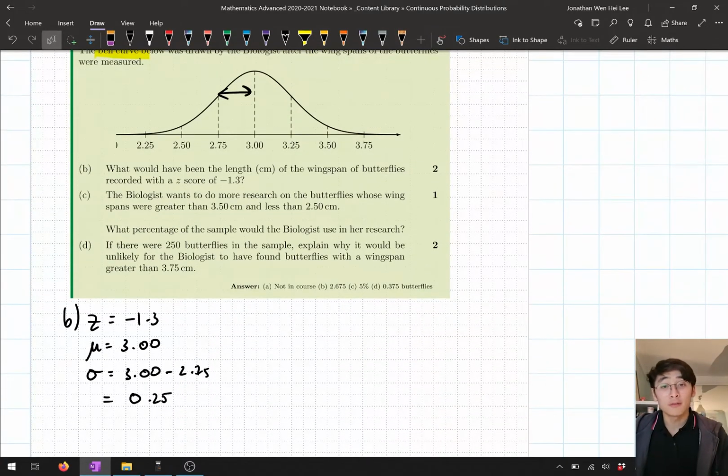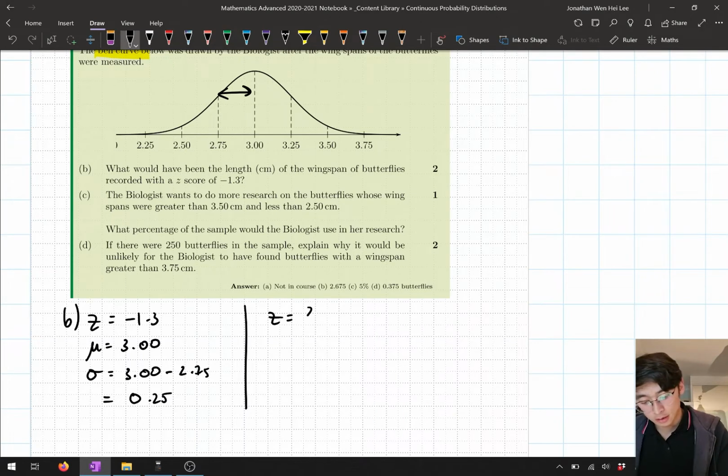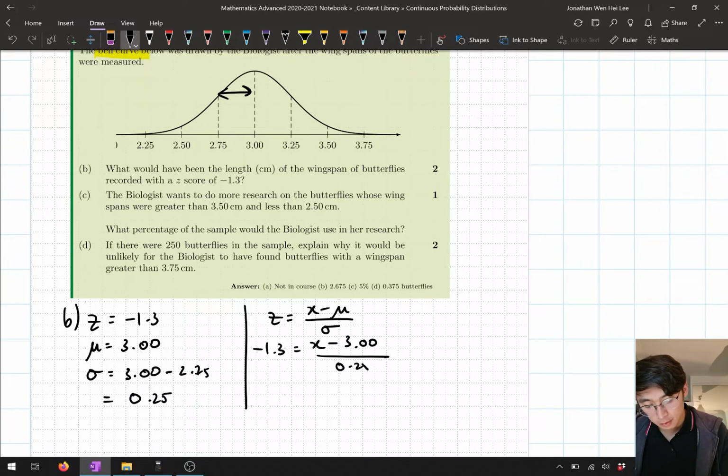So by using all of this information, I can actually put it into that formula that we introduced, and I can find the original score, or here, the original length. So here I've got z is equal to x minus mu over sigma. I'm going to substitute my values in. Negative 1.3 is equal to x minus 3.00 over 0.25. So here I substituted all my values in. I can start to rearrange this. So I get x minus 3.00 is equal to negative 1.3 times 0.25.